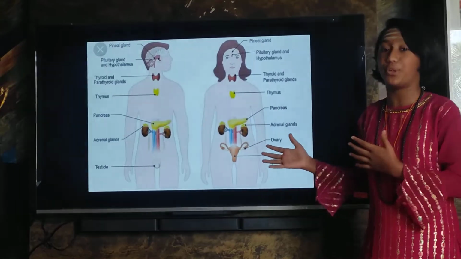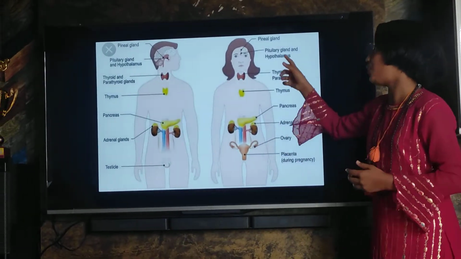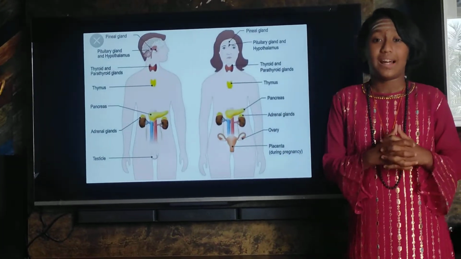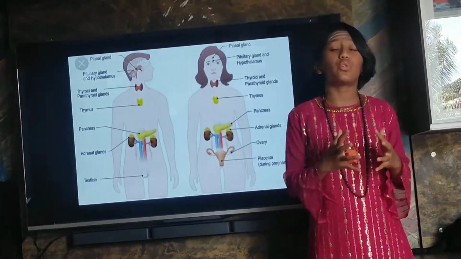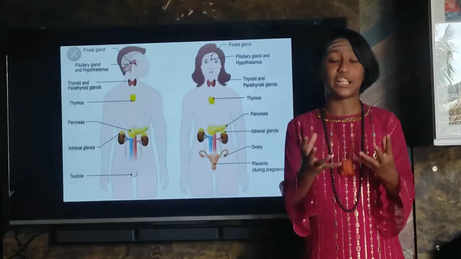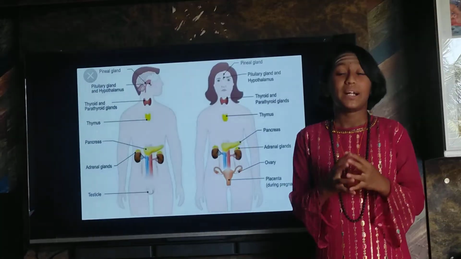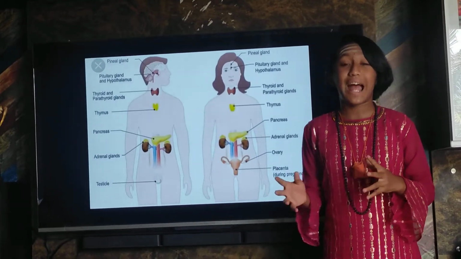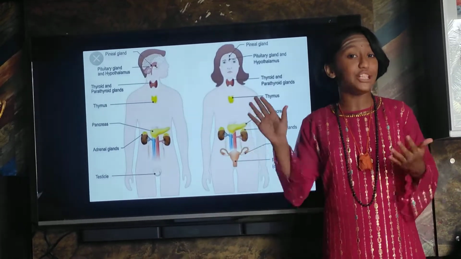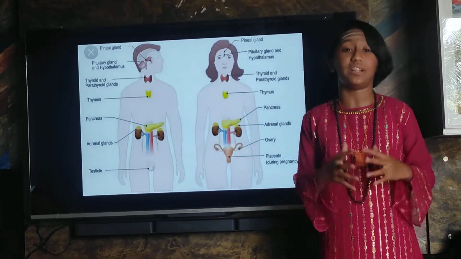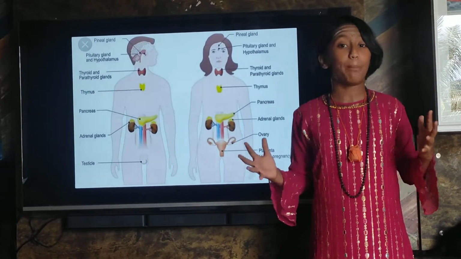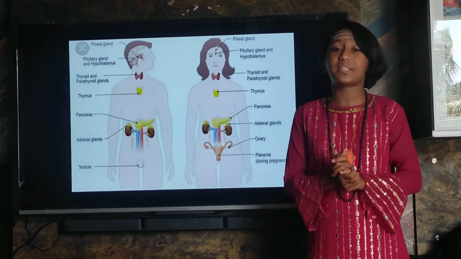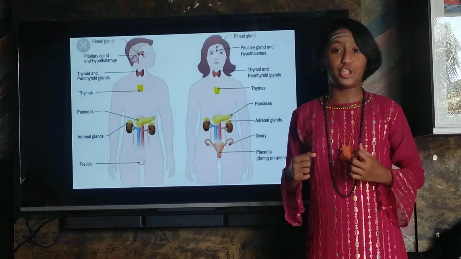Now the diseases produced by these glands. First of all, the pituitary gland. It produces growth hormone. If growth hormone is not secreted enough in a human body, the person experiences dwarfism, where hands, legs and growth are always short. And if it is secreted in a large amount, more than a body needs, the person experiences gigantism. The person grows tall and huge.